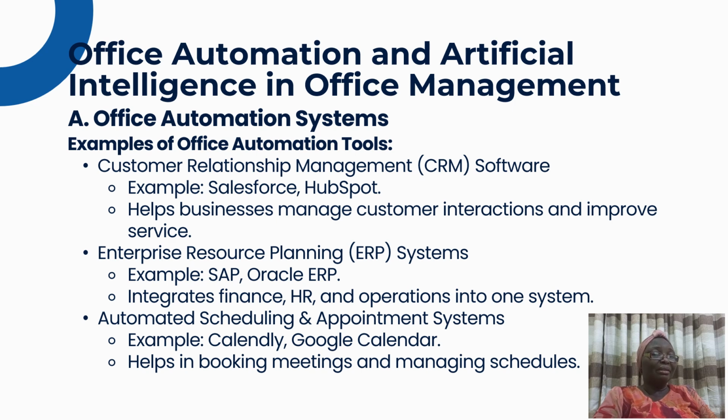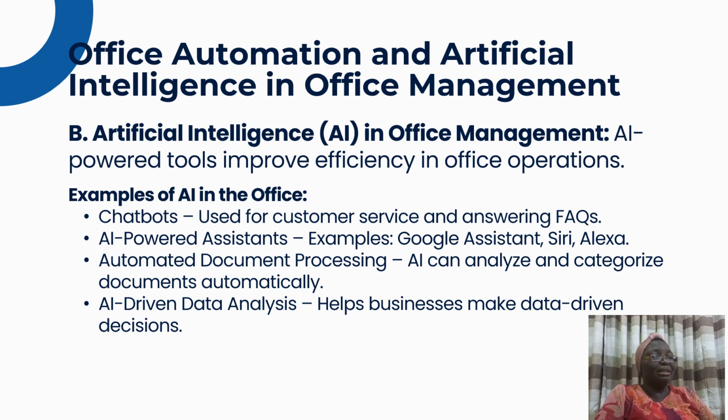Enterprise resource planning, these are SAP, Oracle ERP. They integrate finances, HR, and operations into one system. We have automated scheduling and appointment systems. It will automatically put you on appointment and it will clear it for you. Examples of it are Calendly, Google Calendar. This helps in booking meetings and managing schedules, unlike the secretary stressing themselves.